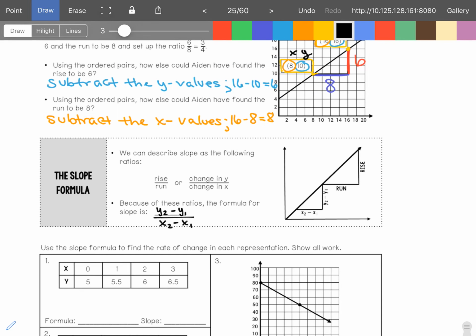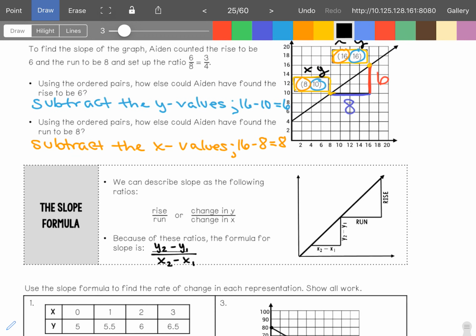When I say x sub 2 and y sub 2, that simply means the sub 1 stands for my first ordered pair of x and y, and the sub 2 stands for the second ordered pair of x and y. And then you've got a little diagram over here to the right.